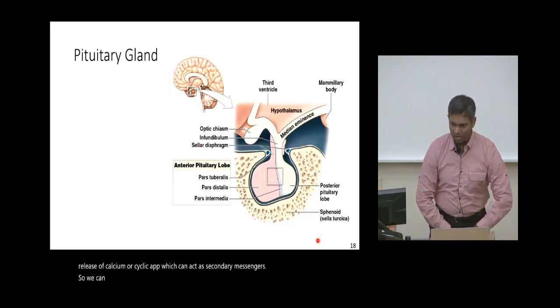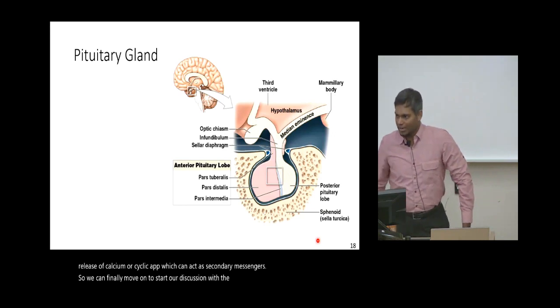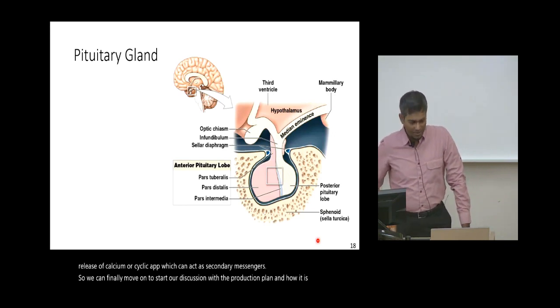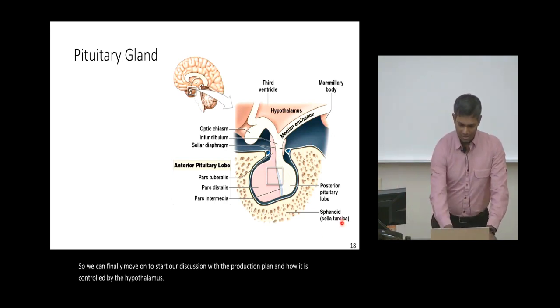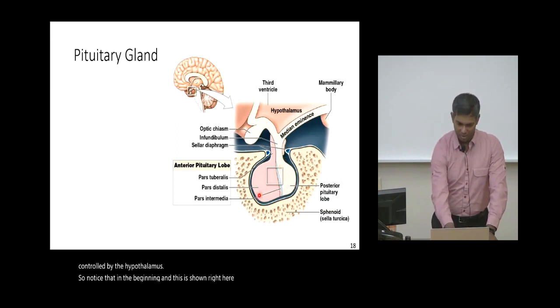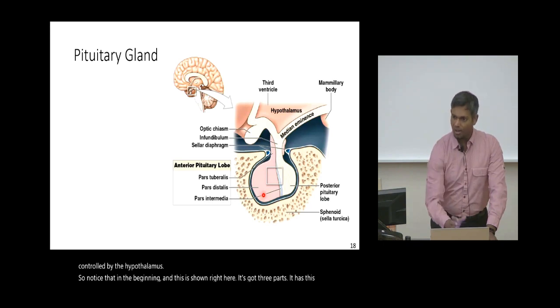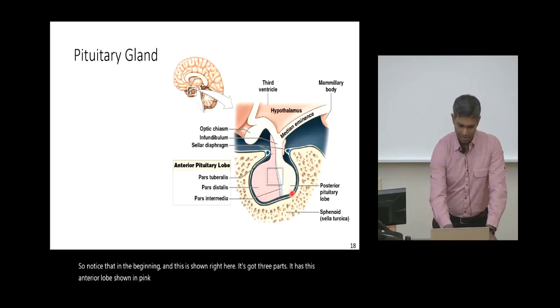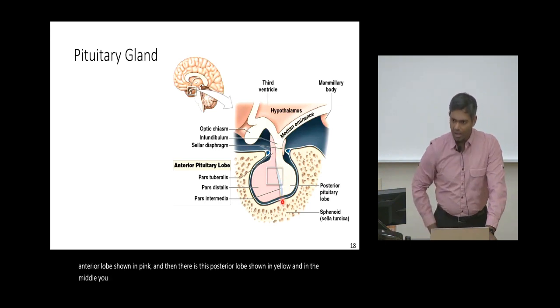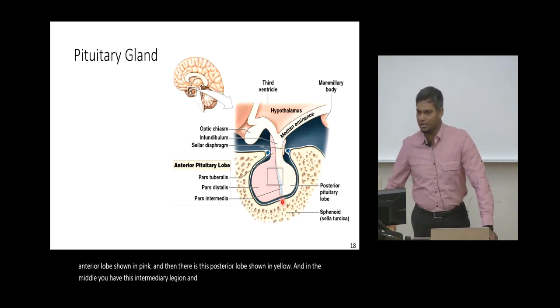Let's move on to start our discussion of the pituitary gland and how it is controlled by the hypothalamus. Notice that the pituitary gland is shown right here. It has three parts: the anterior lobe shown in pink, the posterior lobe shown in yellow, and in the middle an intermediary region known as the pars intermedia.